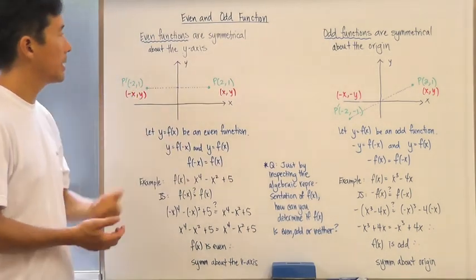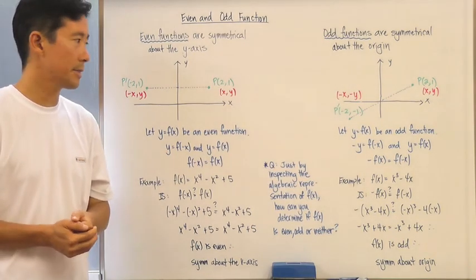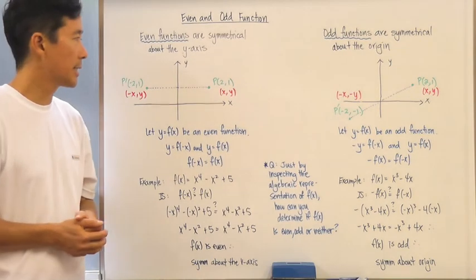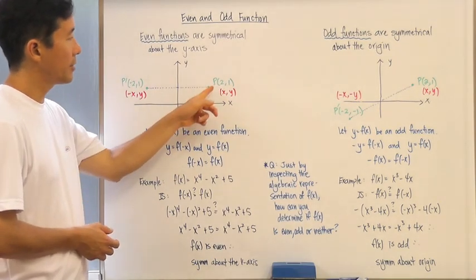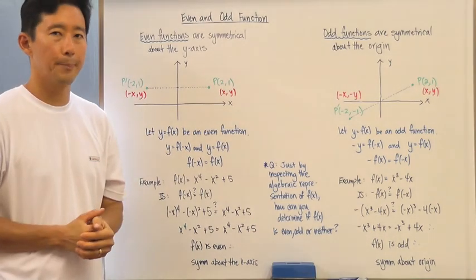So let's go ahead and take a look at the even functions first. Again, we said that they are symmetrical about the y-axis. So let's say, for example, we have a function y is equal to f of x, and let's say that function actually has this point P, which is at (2, 1).